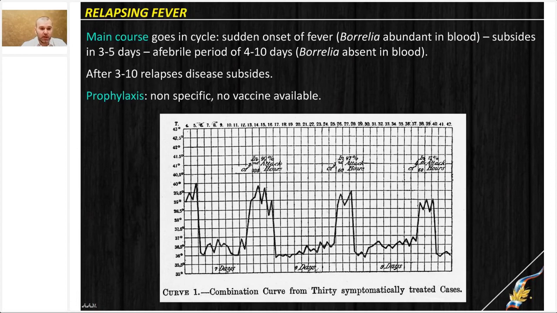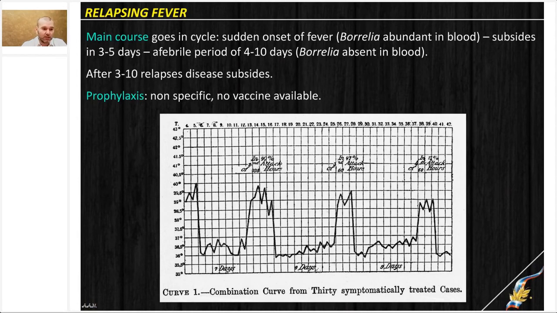But actually, Borrelia is not present in blood, but it will hide in other tissues and start multiplication with rearrangement of DNA. And again, in some weeks or a little more, a new serotype of bacteria will go back into the blood and cause a second episode of fever.